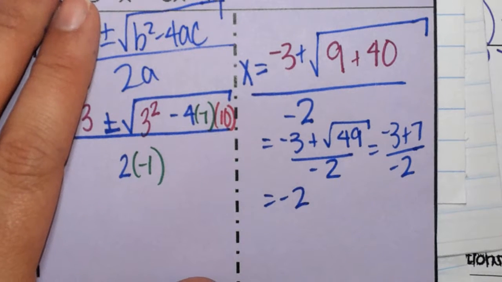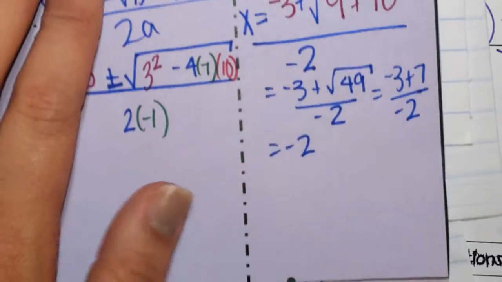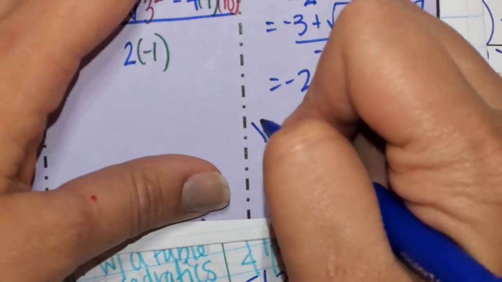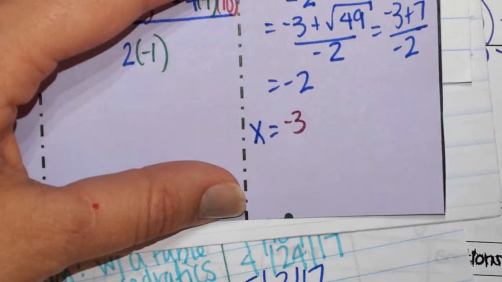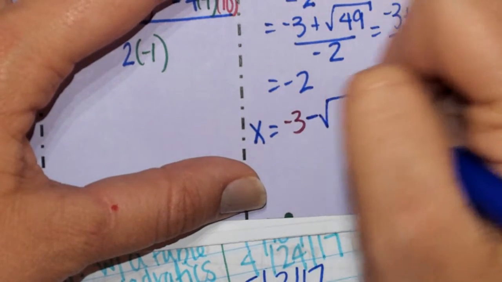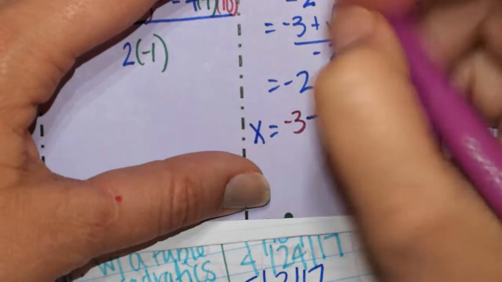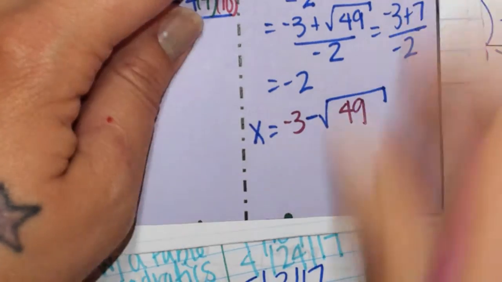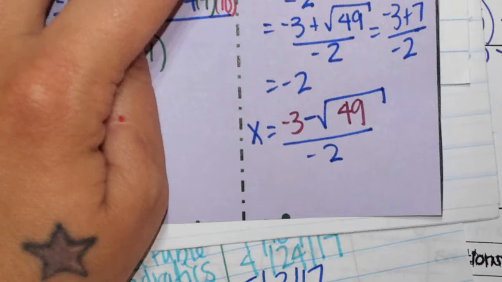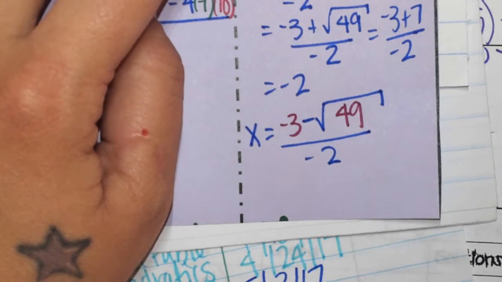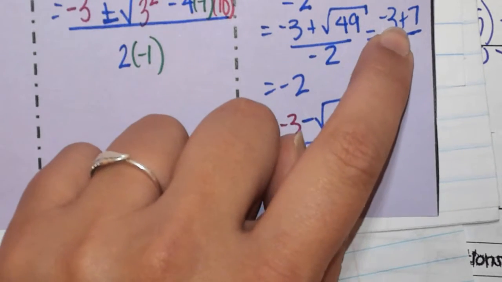Now we need to do the same thing, but with a subtraction. Now we need to subtract because it's plus or minus square root. So we did the plus. Now we do negative 3 minus the square root of 9 plus 40, or 49, divided by negative 2. So could we just get to this point and then subtract?